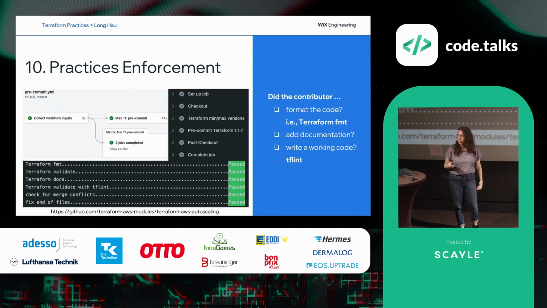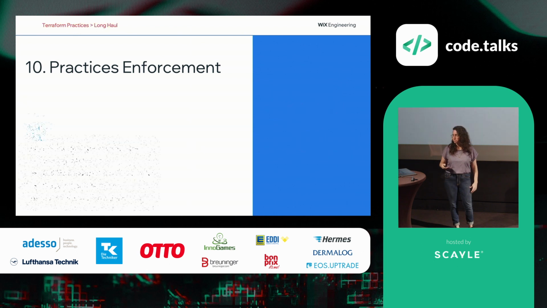This is an example from the community model, the AWS auto-scaling one. As you can see, he added checks to check if the contributor formatted the code, added documentation, and wrote working code with TF-lint. So this is only an example, but the sky's the limit. You can set up any guidelines that you want that are suitable for your use cases and your needs.